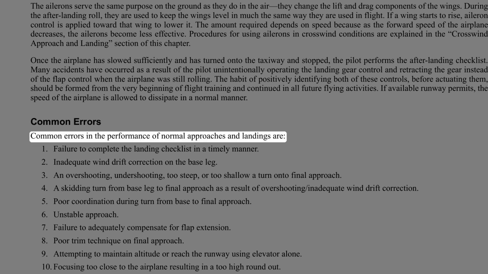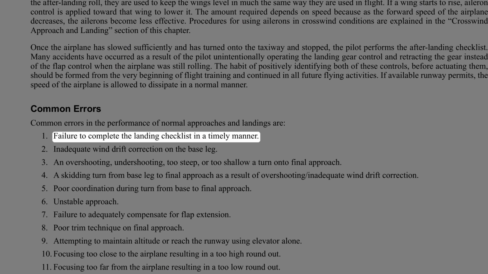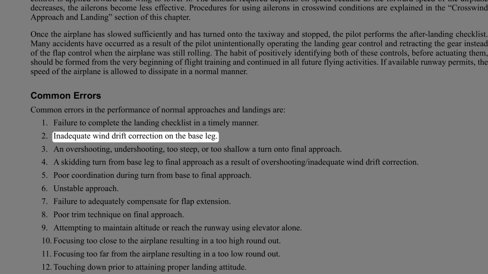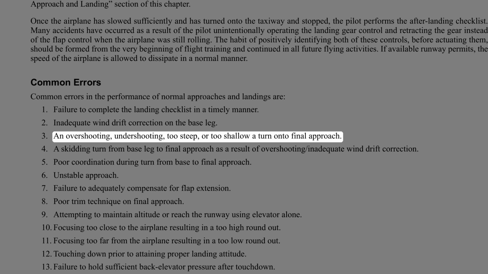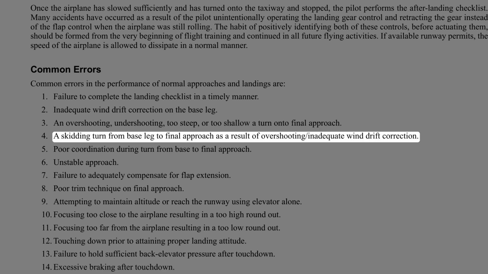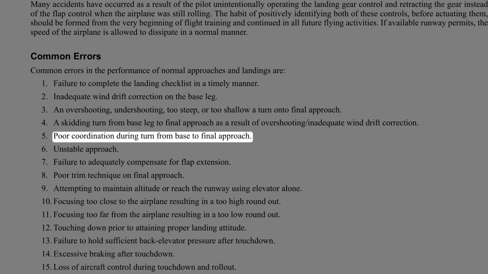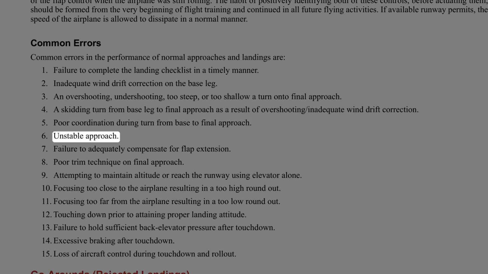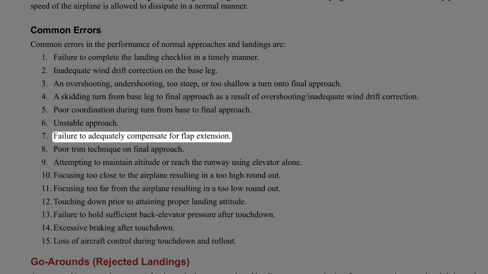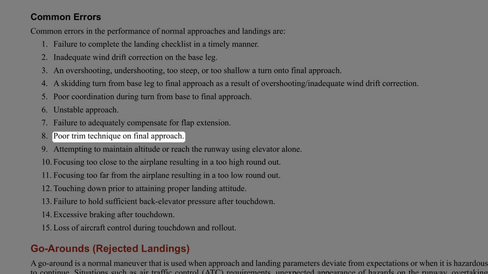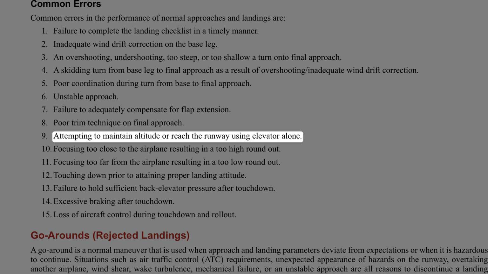Common errors. Common errors in the performance of normal approaches and landings are: failure to complete the landing checklist in a timely manner; inadequate wind drift correction on the base leg; overshooting, undershooting, too steep, or too shallow a turn onto final approach; a skidding turn from base leg to final approach as a result of overshooting or inadequate wind drift correction; poor coordination during turn from base to final approach; unstable approach; failure to adequately compensate for flap extension; poor trim technique on final approach; attempting to maintain altitude or reach the runway using elevator alone.